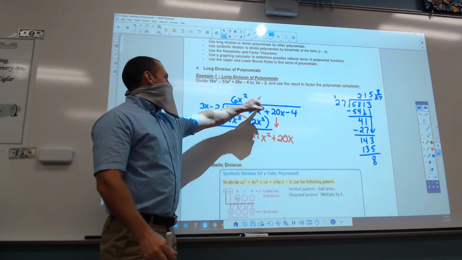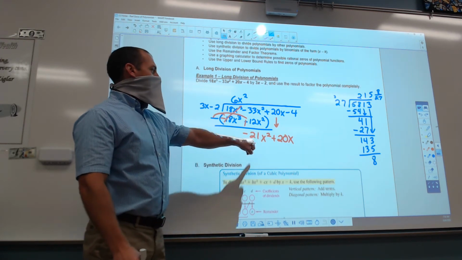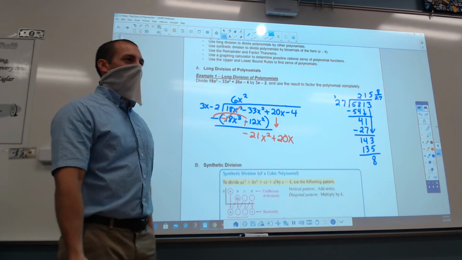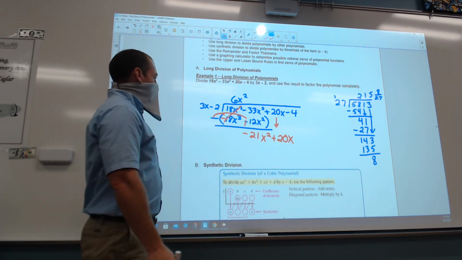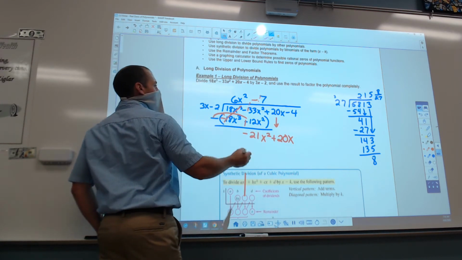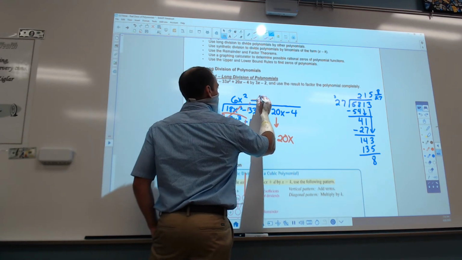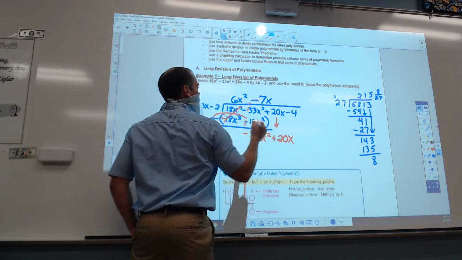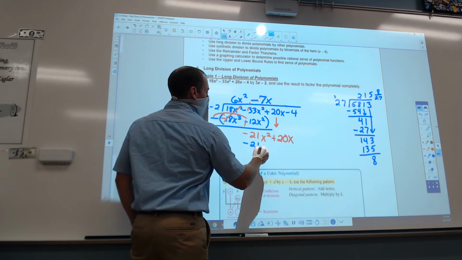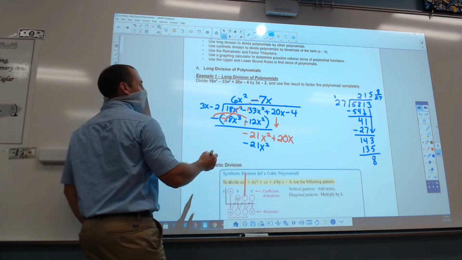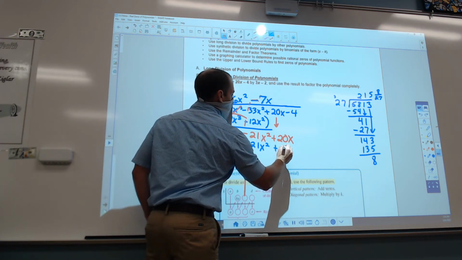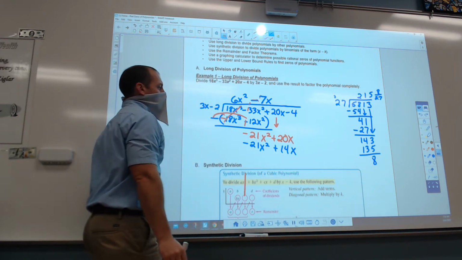So now I'm asking myself, okay, 3x into negative 21x squared. How many times does that have to go in? What do I need to multiply by? Negative 7x. I'm going to put a minus 7x. Why did it go red then blue? All right, so minus 7x. Distribute that. You get your minus 21x squared. That's what we wanted. Negative 7x times negative 2 gives me a plus 14x.